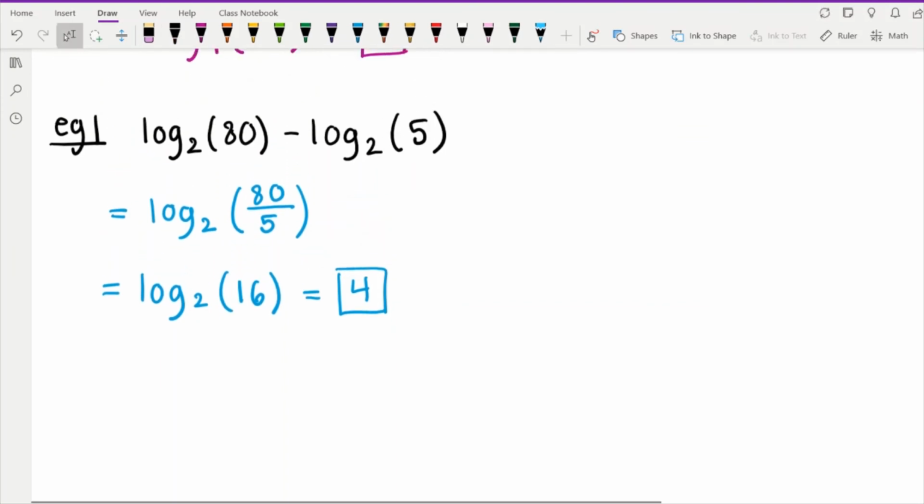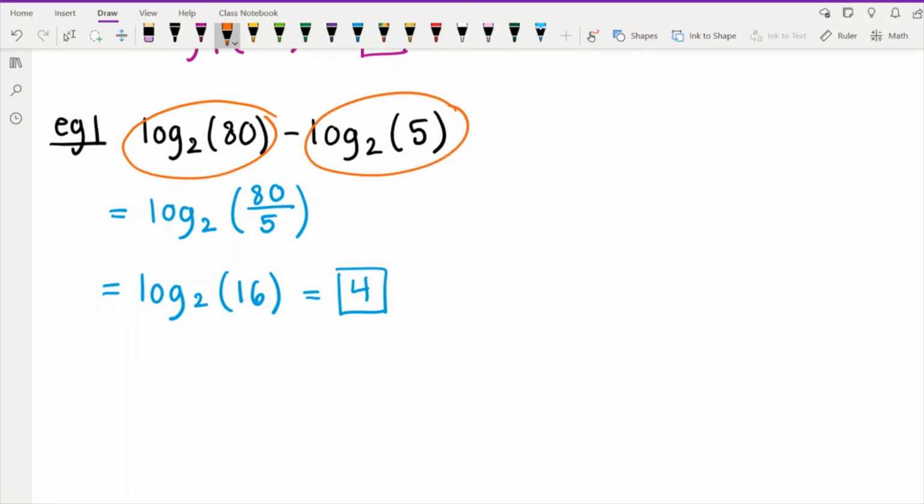And by the way, I would encourage you, if you were to try to evaluate each of these separately, not every calculator can do this. We'll actually talk more about this in the next video, but Desmos I know can. So if you go to Desmos and you type in log base 2 of 80 and log base 2 of 5, you'll see that they're both going to be kind of weird numbers, but when you subtract them, you'll get 4.